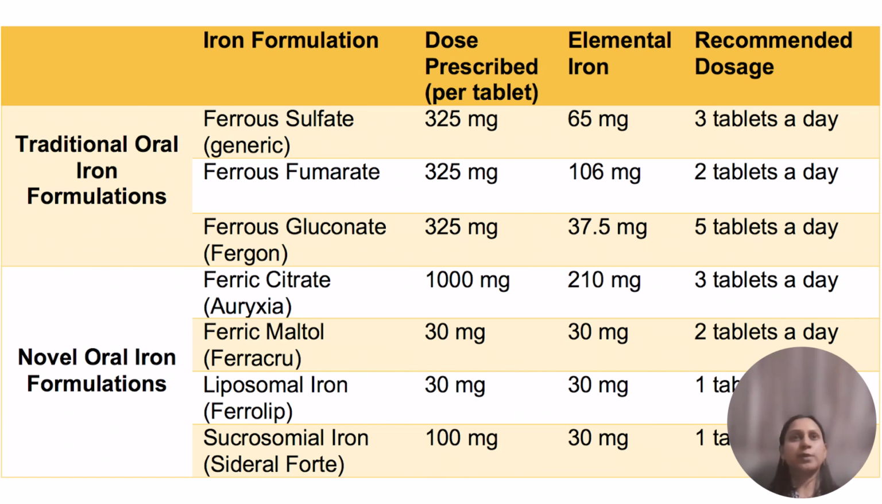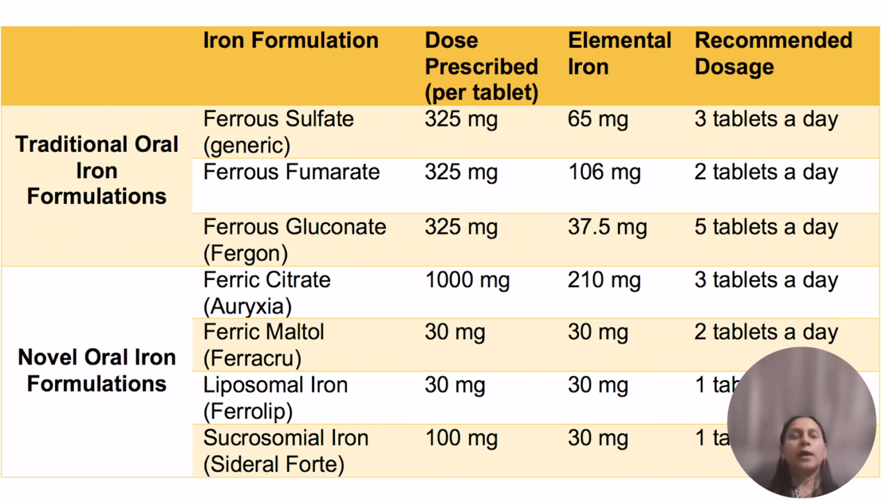Ferric citrate was initially prescribed for binding phosphorus. It was supposed to bring down the levels of phosphorus, and later on they identified that this helps in treating iron deficiency as well. As you can see here, the tablet is 1 gram and it has 210 milligrams of elemental iron. This is only 65 milligrams, but this one tablet has 210 milligrams of elemental iron. We also have ferric maltol, which is both lipophilic and hydrophilic, so the absorption is much better, bioavailability is much better.